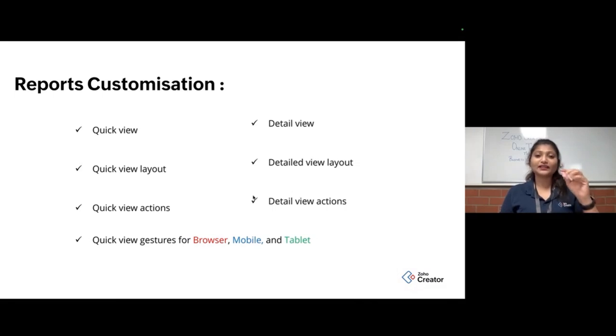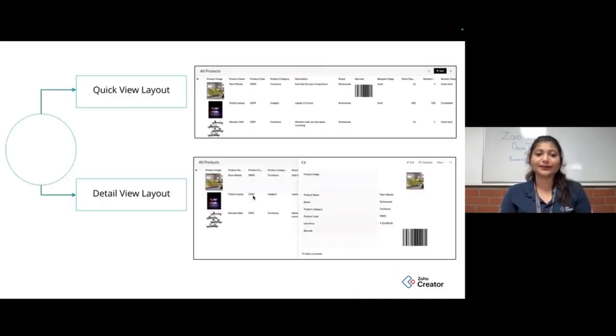Only one particular record's details will be shown in the detail view. So you can do different customization for both the quick view as well as the detail view. I'll also show you this in the live demo.